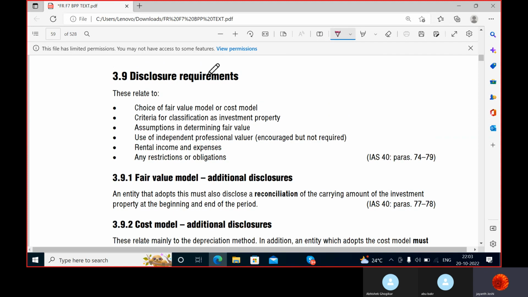And then you also have to give some disclosures regarding the investment property. That means what kind of model you are using for investment property, whether fair value model or cost model, and how you classified that property as investment property, and how you determined the fair value. Whether you have taken the service of some independent professional valuer for valuing the property. Then what is the rental income you're getting and the expenditure you're incurring, or any restrictions or obligations on that property. That means any legal obligations on that property. Everything you have to disclose.